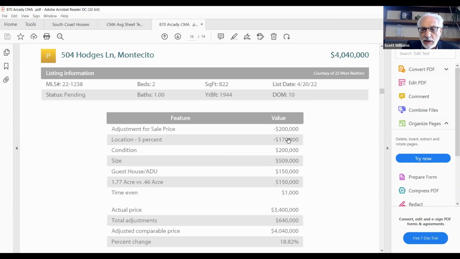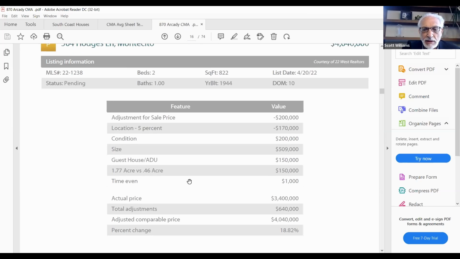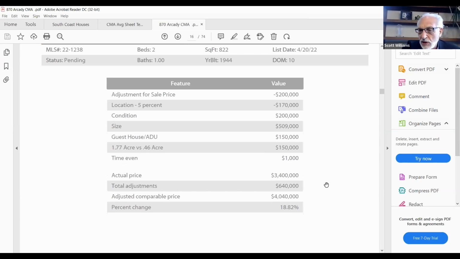It's got a better location than my property, so I took off for that. Mine's in quite a bit better condition. This was a terrible fixer. Mine's much bigger. I'm adding for that. It had a guest house ADU, but it was a barn. I have quite a bit bigger lot. Time even today. So I'm coming out at still over $4 million for my property here.